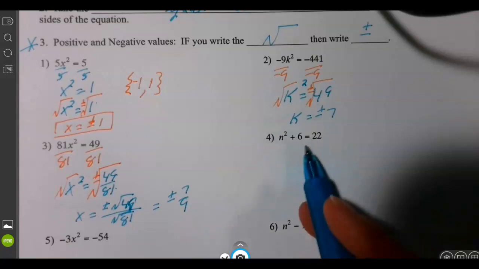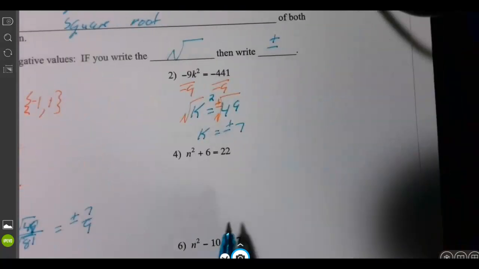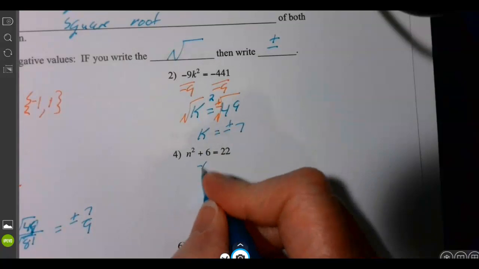Okay, going to do the same thing here. We're going to get the squared term by itself, but this time we're going to subtract 6.